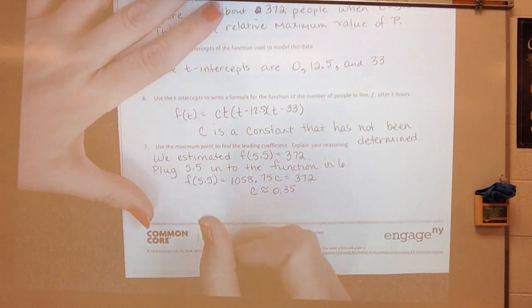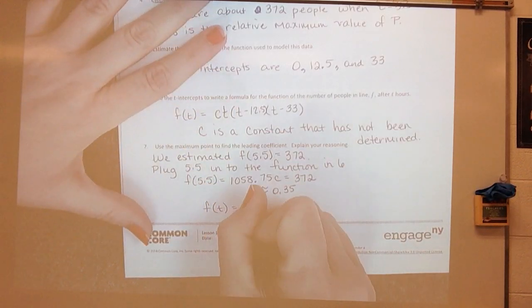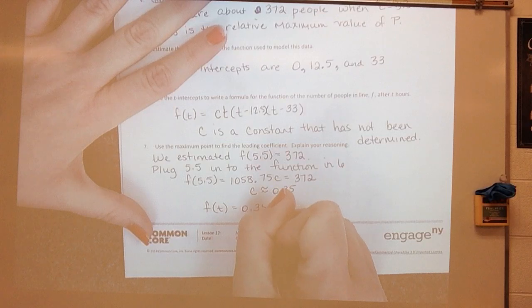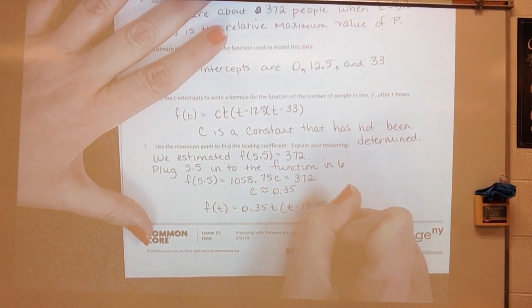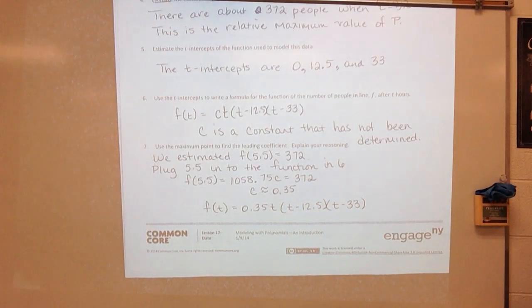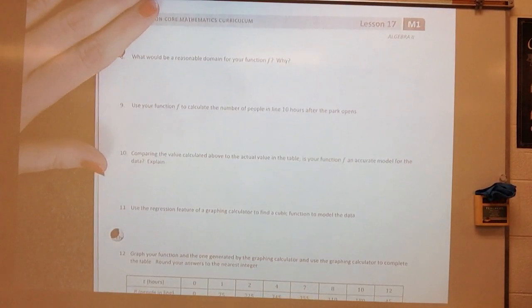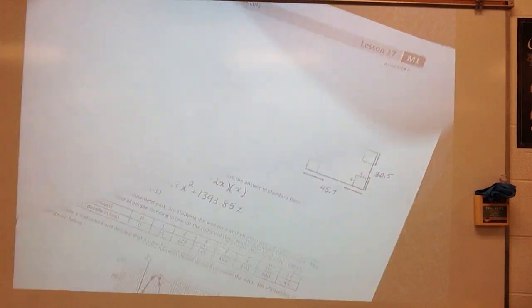Now I've figured out what C is, so my function of my data would be, alright, so we figured out what C is equal to now. And we can do that. Alright. What would be a reasonable domain for your function f and why? Okay, so let's go back here for just a second.